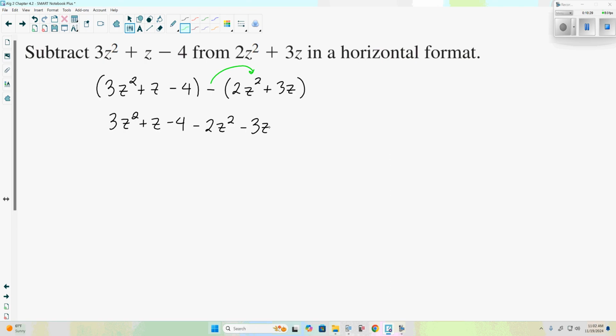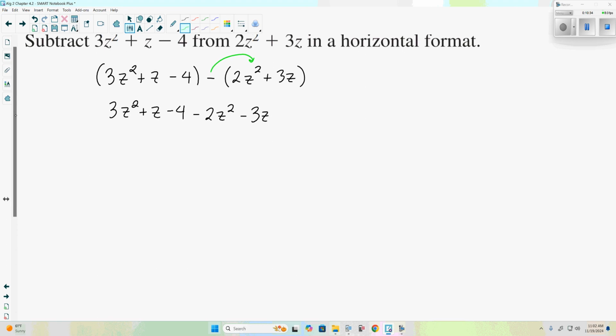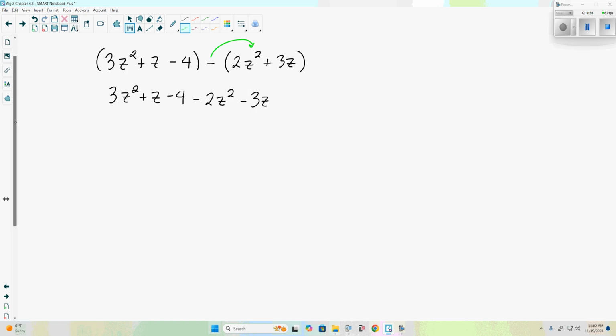Is going to make it negative 3z. At this point, we can put parts of it in. So the parts that we can put in, so we could say, because 3z squared and negative 2z squared are like terms, so we'd have 3 minus 2, which would give us 1. So it'd just be 1z squared, or we can say z squared.